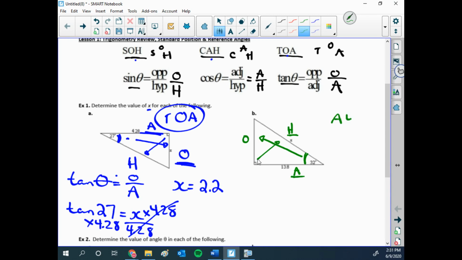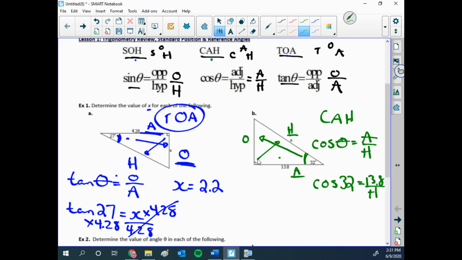So what formula has an A and an H in it? Well, CAH does. So I would use that ratio, or that formula, cos theta equals A over H, and take what I know from this triangle and substitute it into here. So cos of the angle, which is 32 degrees, is equal to the adjacent, which is 13.8, over the hypotenuse. Now, I find people always struggle more with solving for the hypotenuse than they do for something on the numerator.